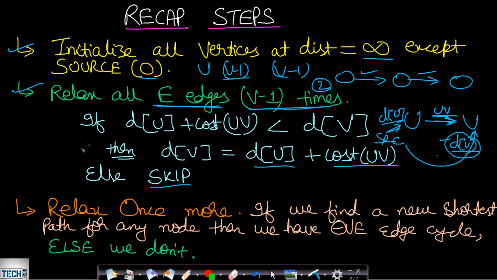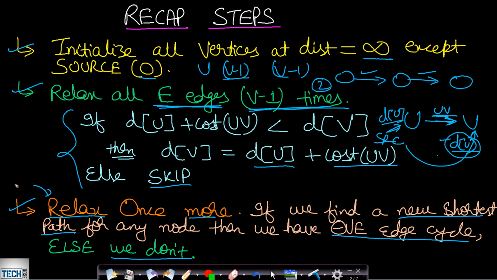Okay, so this was the second step, and this will get repeated v minus 1 times for all the e edges. Now after we are done with the relaxation part, we will check for the negative edge cycle. So what we will do is relax one more time, and if after this relaxation we find a new shortest path, then we have a negative edge cycle. If we don't find it, then we won't have any negative edge cycle. The reason for this has already been explained in the previous video. The link for that will be present in the description below. I will again explain it at the end of the video.